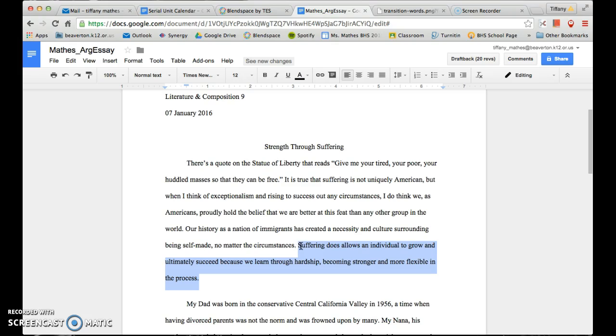So I turned that into a statement by saying suffering does allow an individual to grow and ultimately succeed because you really want to make sure you have this because there, okay? Because that's what's going to lead into your reasons. So my first reason is because we learn through hardship. My second reason is because we become stronger in the process, and we become more flexible is my third reason.